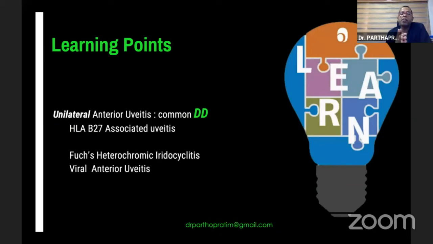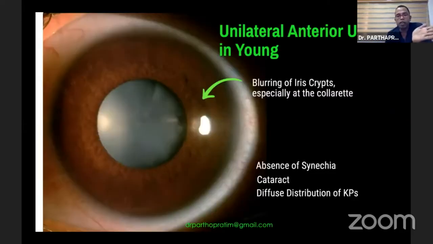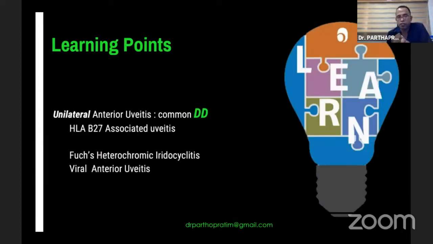Unilateral anterior uveitis differential diagnoses are HLA-B27 associated, Fuchs uveitis, and viral anterior uveitis. In this patient, we can easily rule out HLA-B27 because it has an acute presentation, as I already said, and they are recurrent in nature and keep alternating between the eyes. Fuchs uveitis and viral anterior uveitis are usually confined to a single eye, but as you can make out in this patient, there were subtle changes in the iris pattern and diffuse KPs, and if you look carefully, these are actually stellate KPs. That's how you can make out that this was a case of Fuchs uveitis.